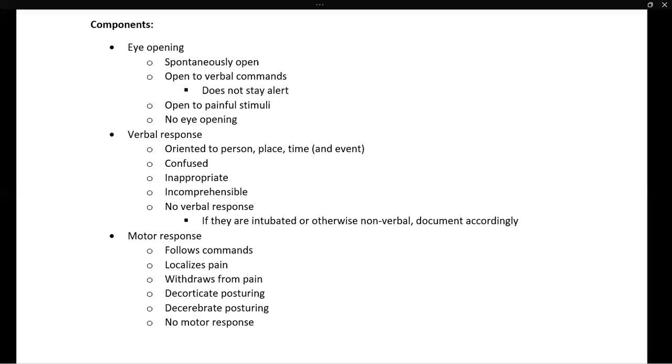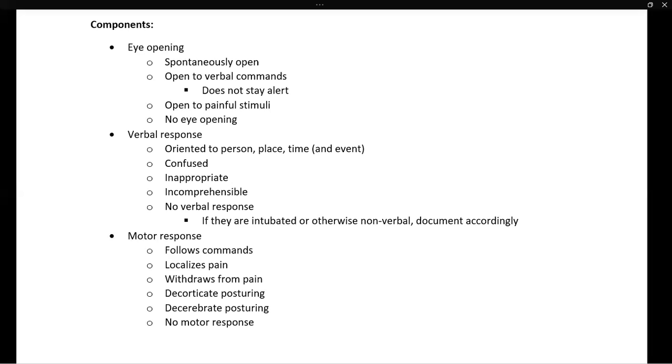Next, we have motor response, and a motor response is ranked from 6 being the highest and 1 being no response at all. In a 6, the patient is able to follow commands. So if you ask them to lift their arm, they're able to do so. If they're not able to do so, then we move down to the next item. The next item is we provide painful stimulation and we see the patient's response.